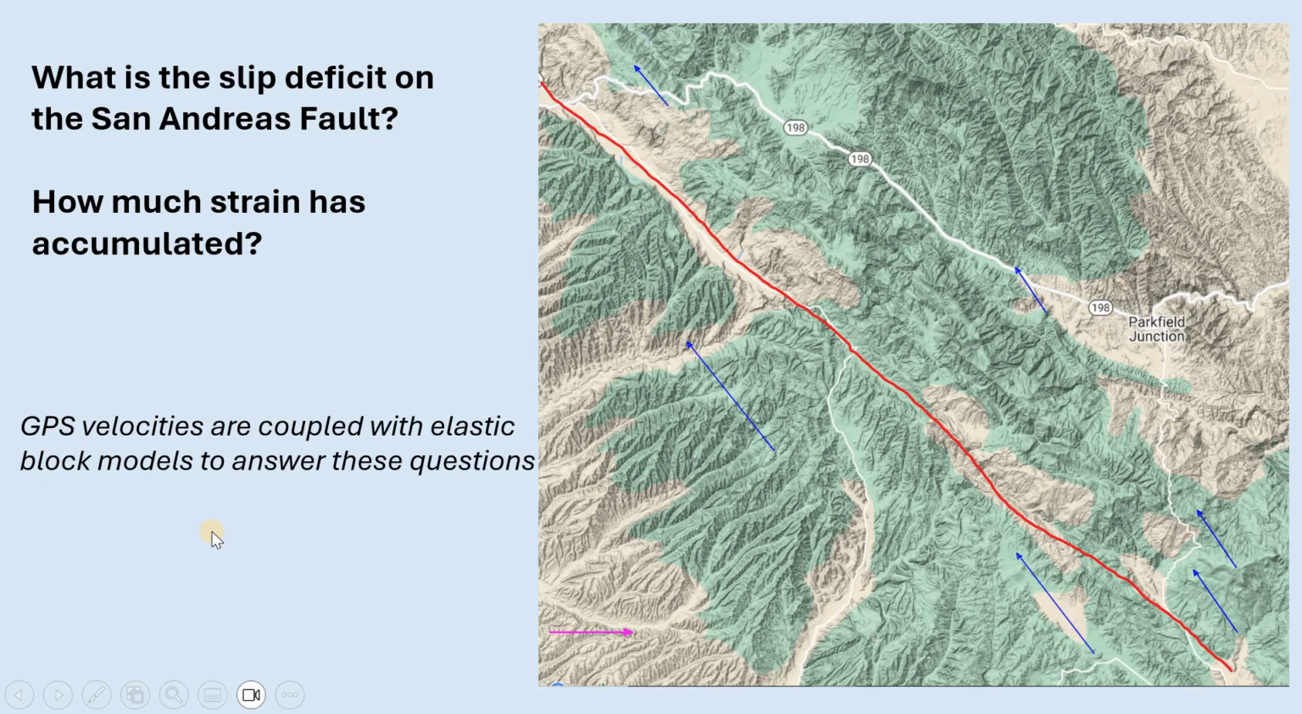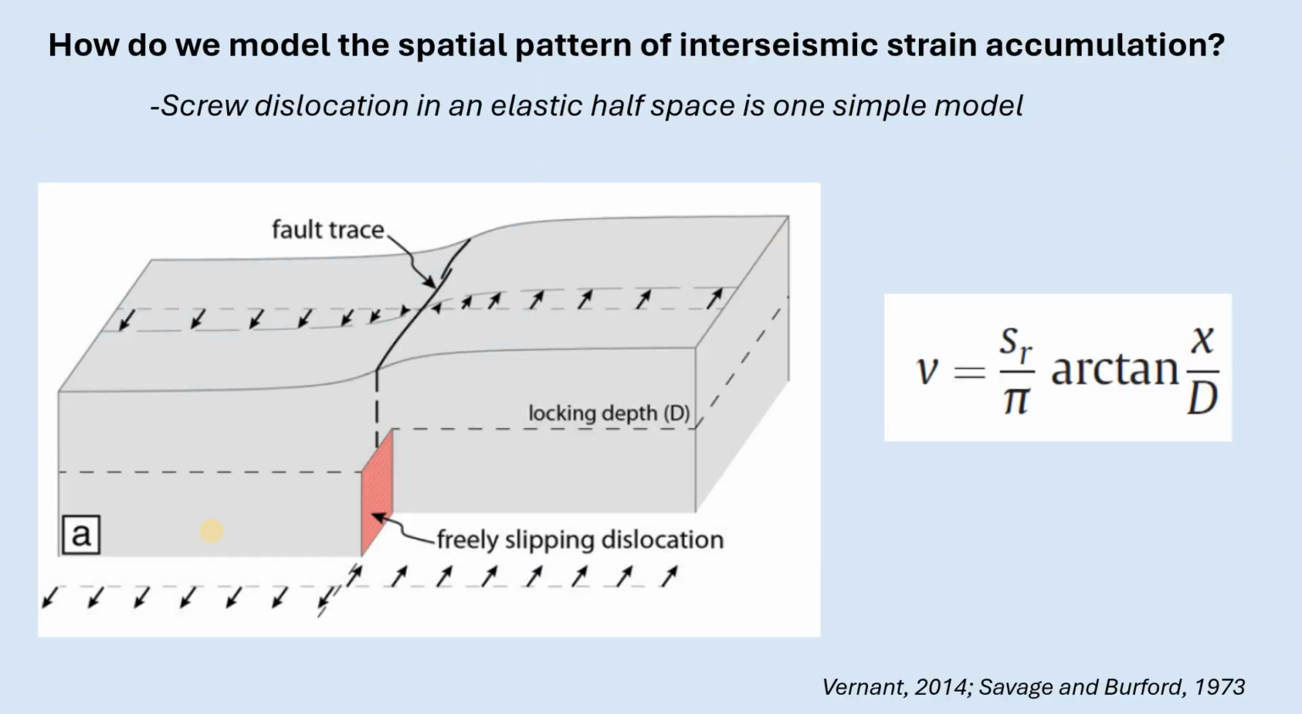We have to actually take this data and model it, making some assumptions about the crust. So a typical model that we would use, there's many different models that have been developed, and there's a rich literature around this. In this video, we're just going to present one of the earliest and most simple models, and that is a screw dislocation in an elastic half space, first proposed by Savage and Burford in 1973.